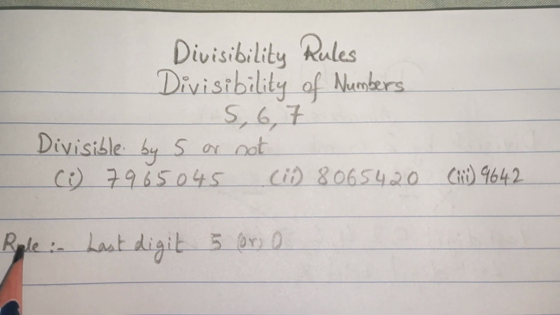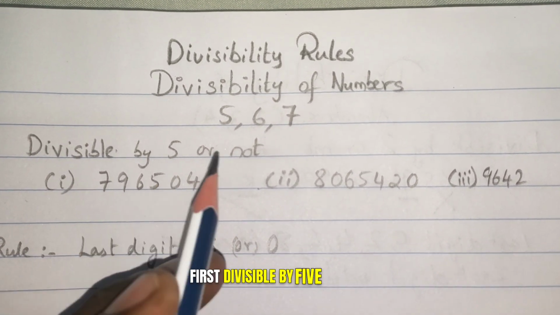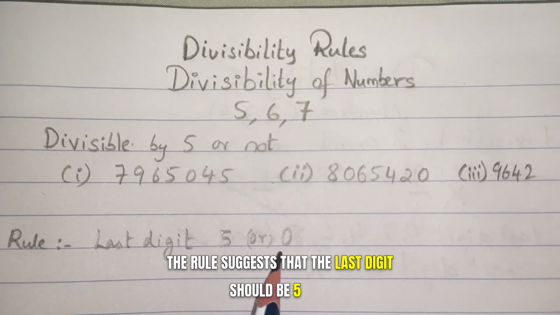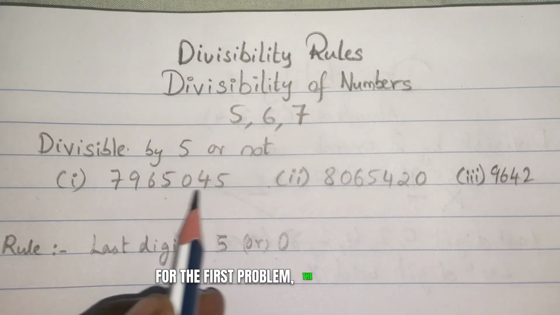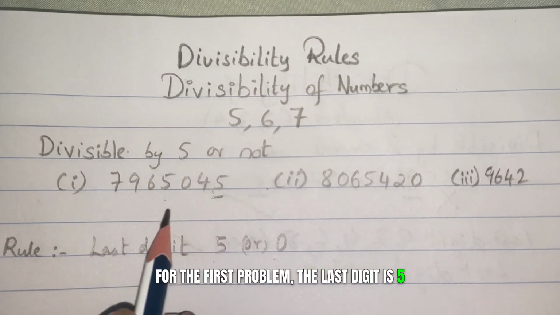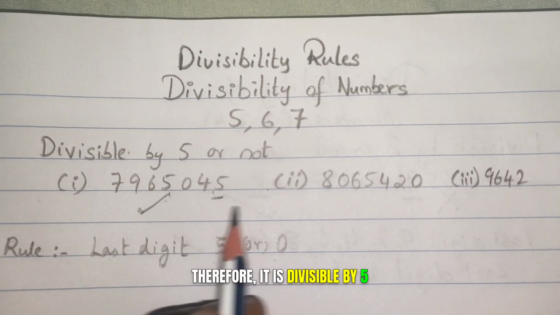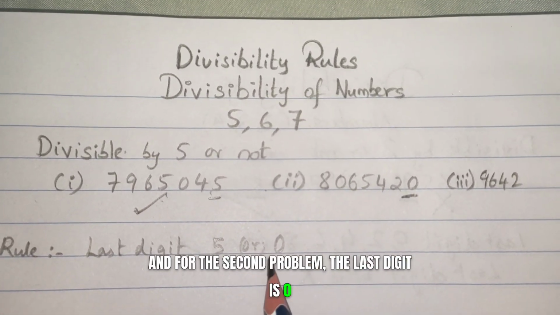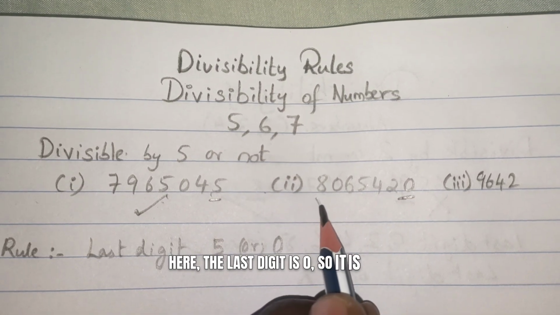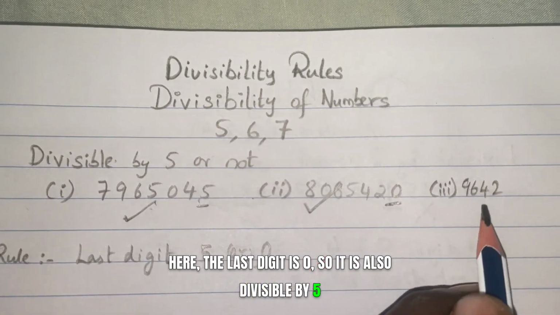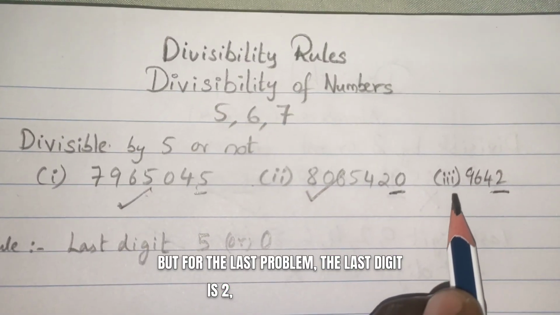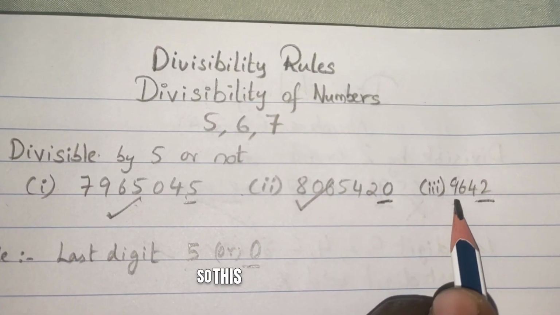Divisibility rules. Okay, first, divisible by 5 or not. The rule suggests that the last digit should be 5 or 0. For the first problem, the last digit is 5, therefore it is divisible by 5. And for the second problem, the last digit is 0, so it is also divisible by 5. But for the last problem, the last digit is 2, which is not 5 or 0, so this is not divisible by 5.